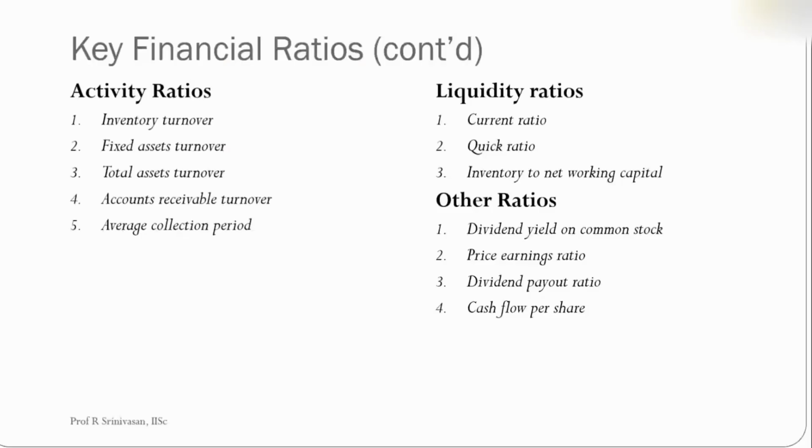In addition, you can also look at a few more ratios. What are these ratios? These are called other ratios. What are these other ratios? These other ratios refer to dividend yield on common stock, price earnings ratio, dividend payout ratio, and the cash flow per share. So there are 4 ratios which you normally look at other than these four types of ratios which I mentioned.